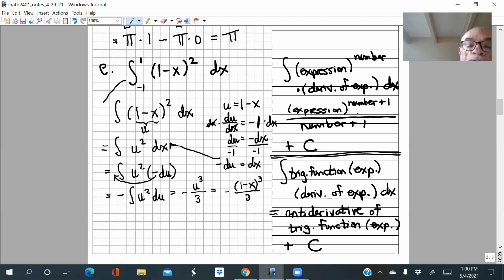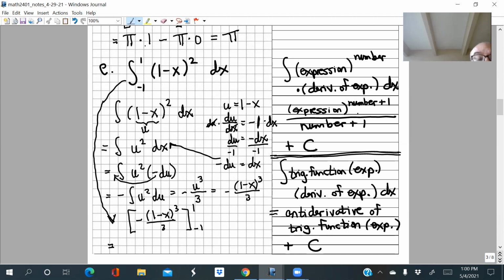Okay, so all of this was supposed to be off to the side. Let's go back now and finish evaluating this definite integral. We take our antiderivative, which is minus (1 minus x) cubed divided by 3. And remember, we're going to evaluate that at -1 and 1 and take the difference of those two numbers. Whatever that value is, that is the value of my definite integral. So you plug a 1 in here first, because that's the upper limit of integration.